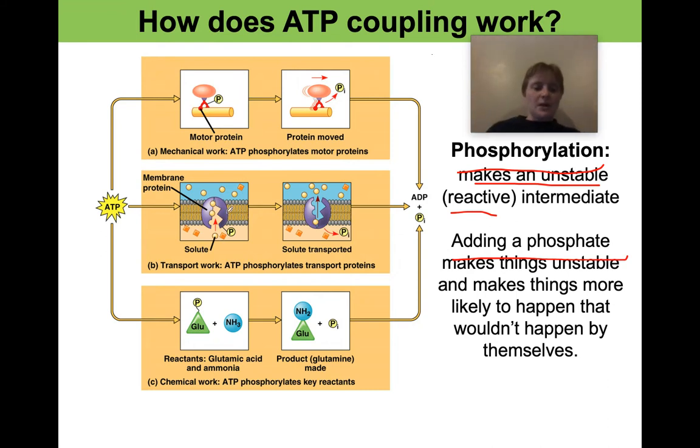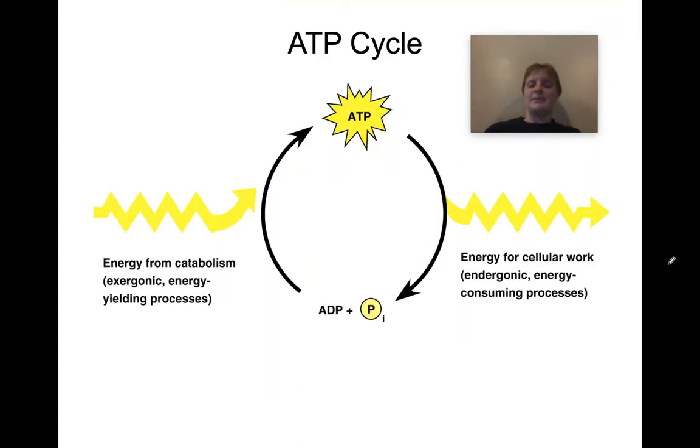Same thing here. If we want this membrane protein to change shape, to move this stuff from inside to outside, we're going to add a phosphate by breaking the ATP. Breaking the ATP, we add that phosphate to that enzyme. It makes it unstable enough to take a step or to open up and do the other thing. And here's that reaction with glutamic acid to make glutamine. You break the ATP, you add that phosphate. It makes this guy unstable enough that they just shove themselves together. Adding that phosphate makes things unstable and makes things happen that wouldn't happen by themselves.